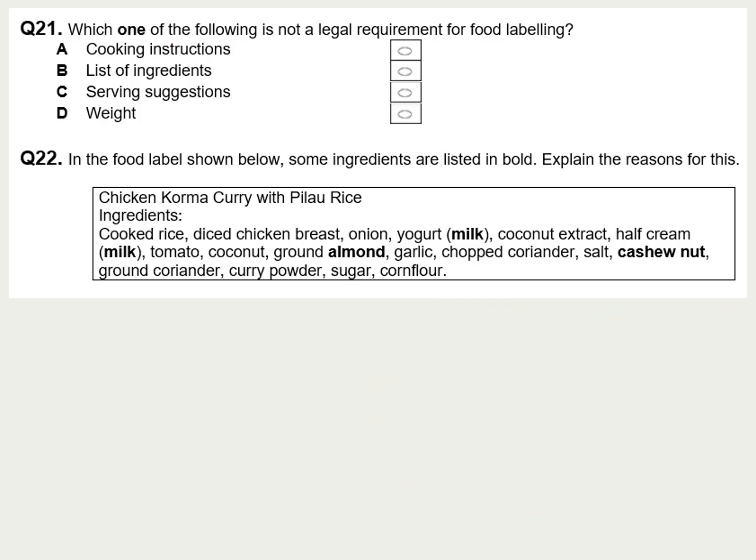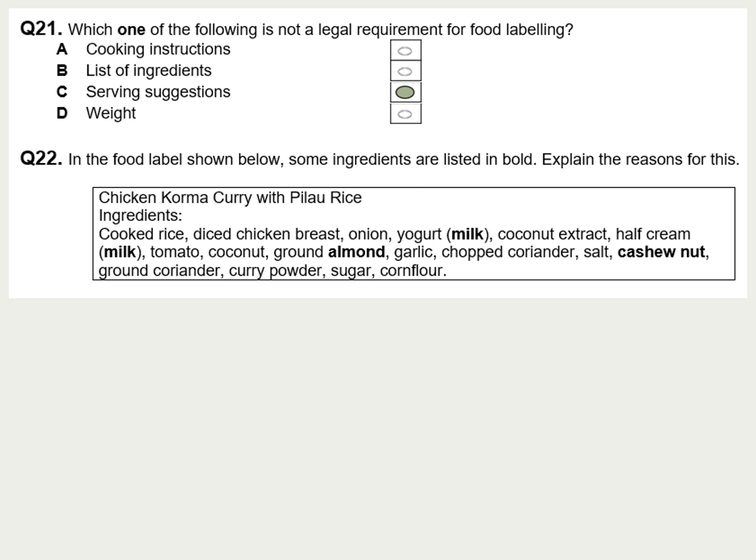So an example of the sort of question you might see about labelling is on the screen. So again, by a process of elimination, you can work out which one is not required for food labelling. So do the cooking instructions have to be there? Does the list of ingredients need to be there? Or the serving suggestions or the weight? And we can see from the previous slide that the serving suggestions are not a legal requirement.